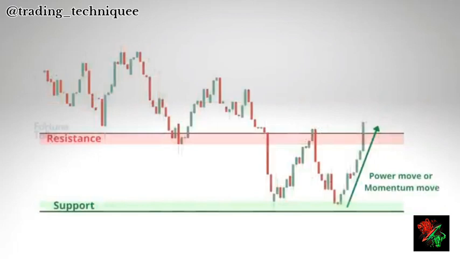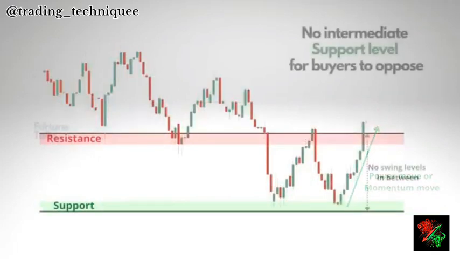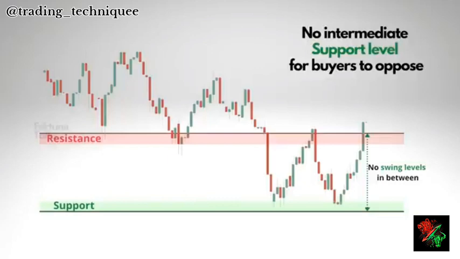In this case, let's talk about a resistance level. It means that there are no intermediate swing levels to support these higher prices, or there are no obvious levels for the buyers to come in to oppose the sellers if they sell at the resistance.